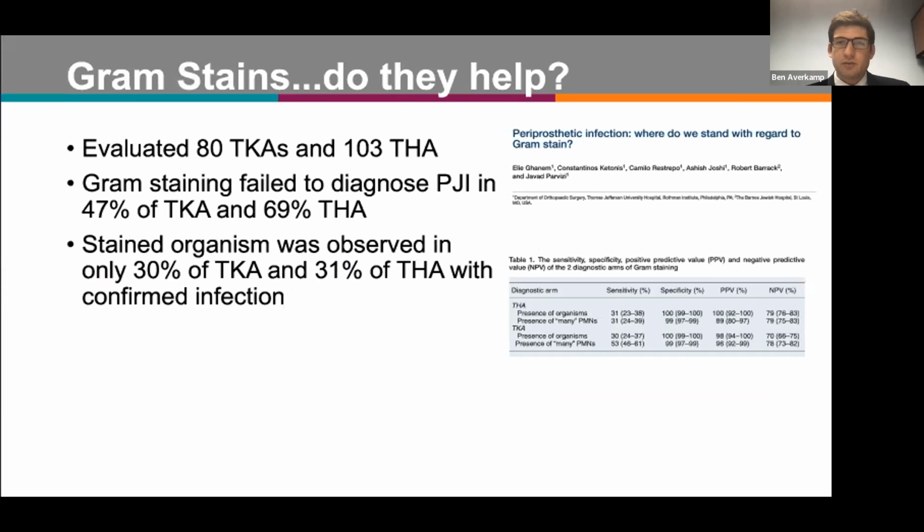Gram staining failed to diagnose PJI in 47% of total knee and 69% of total hip patients. Stained organisms were only observed in 30% of total knee and 31% of total hip patients with confirmed infection. Ultimately, what these studies tell us is it's okay to continue utilizing gram stains as a diagnostic tool due to high positive predictive value and specificity, but to not rule out infection on the basis of a negative gram stain.